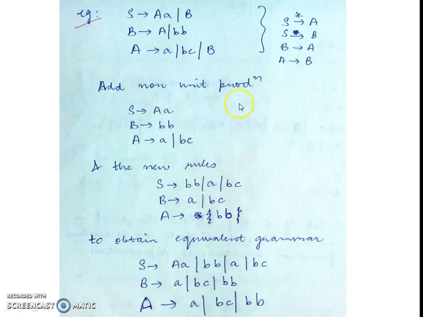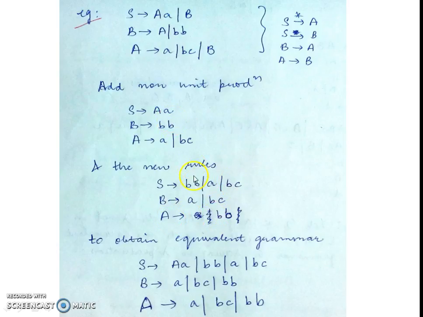Another example, let's say B implies A. I need to remove this. So in case of the production rule of B, I will add the terminal strings of A. Terminal strings of A are a and BC. So I have added a and BC in the production rule of B. Similarly, A implies B, the value of B is BB. So BB I have added in the A production rule.